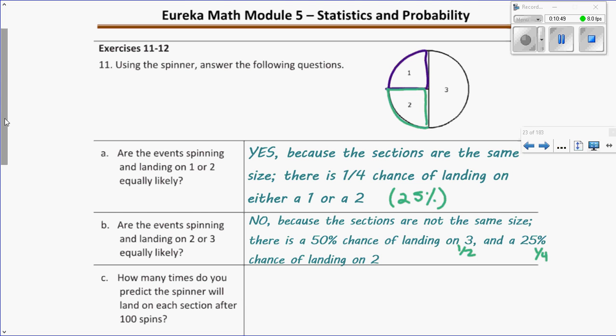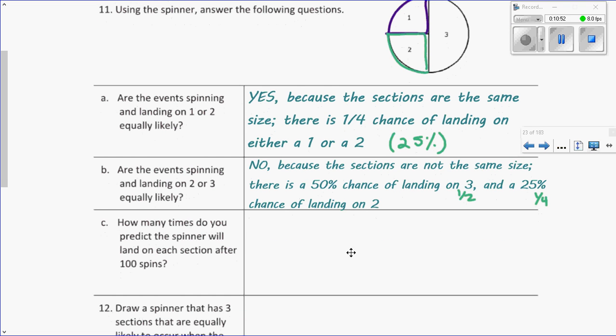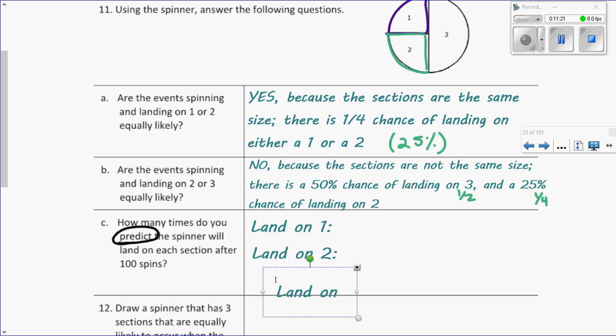Okay, how many times do you predict the spinner will land on each section after 100 spins? Okay, so it needs to equal 100, and this is just predicting. This is not what's really going to happen. You're just saying, what do you think the chance is? Okay, so let's make 3 land on 1, and then we'll say land on 2. Pause it and try to do this on your own, okay? Predict how many times it will land on each if we have 100.